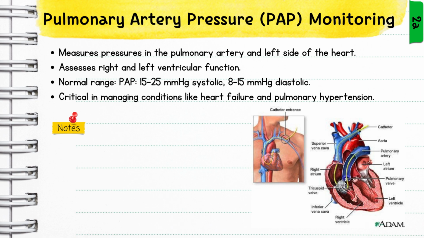Monitoring PAP is especially important in managing conditions like heart failure and pulmonary hypertension, where both the right and the left side of the heart might be compromised. This data helps us tailor and give specific interventions to support the patient's cardiovascular system as efficiently as we can.